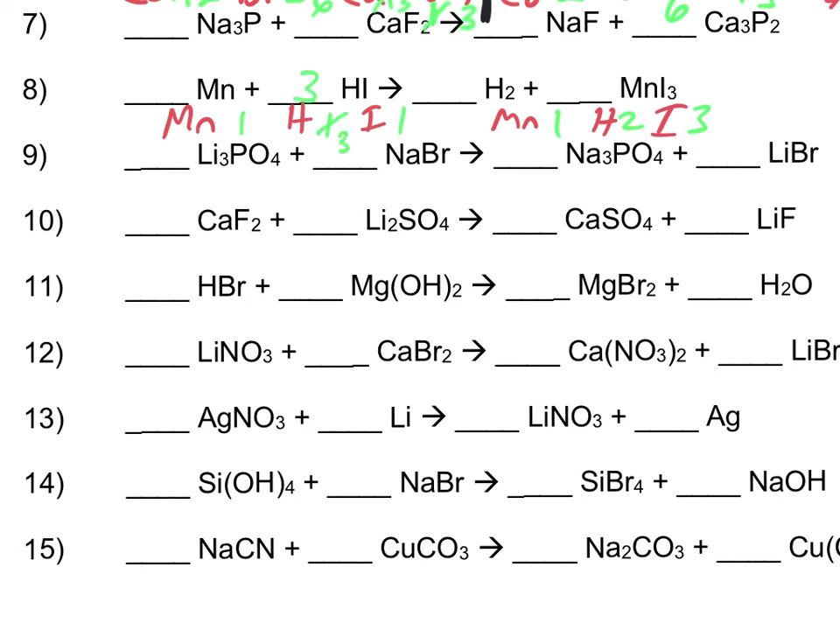So I would have 3 hydrogens and 3 iodines. Now there's a problem. There is nothing to multiply this hydrogen by to get 3 hydrogens. So I'm going to double that. I'm going to turn this into a 6. And that means if I put a 3 here, I've got the right number of hydrogens.